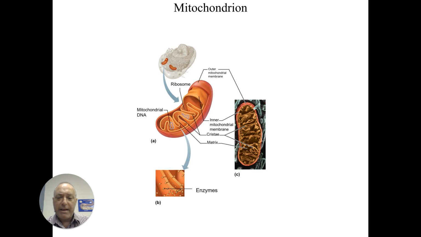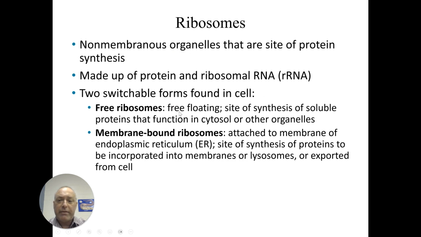This is how they look. They have this inner membrane and cristae that are wrapped. But this is where oxidative phosphorylation and breakdown of carbohydrates occur to produce ATP. That's why they're the powerhouse.